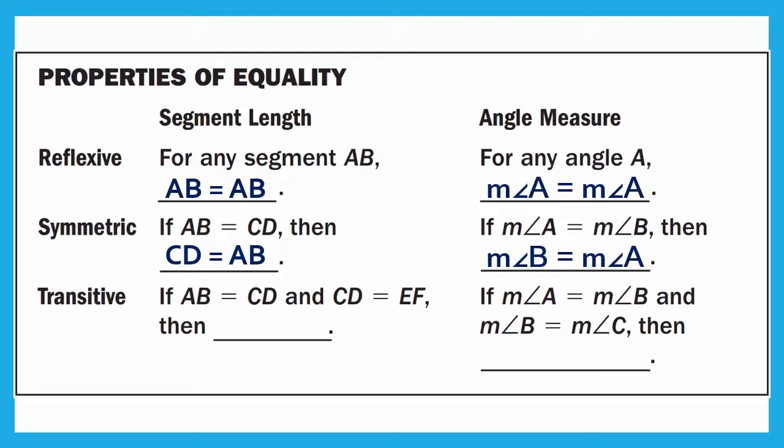Transitive. If AB is equal to CD and CD is equal to EF, then you can get rid of the middle guy, which is CD, and just say AB is equal to EF. And if the measure of angle A is equal to the measure of angle B and the measure of angle B is equal to the measure of angle C, then again, you can get rid of the middle guy, which is the measure of angle B, and just say that the measure of angle A is equal to the measure of angle C.